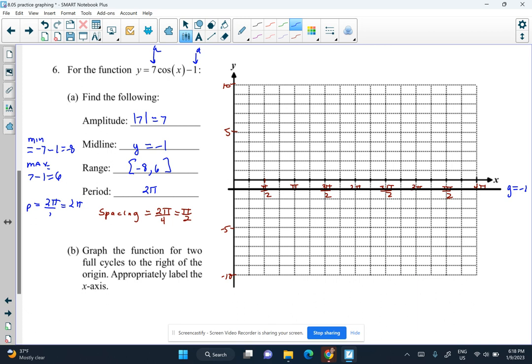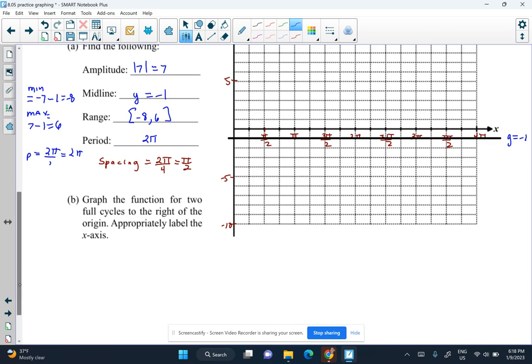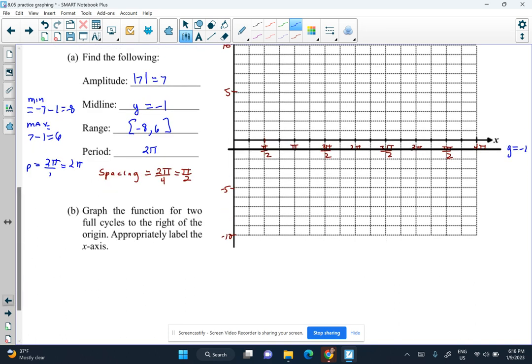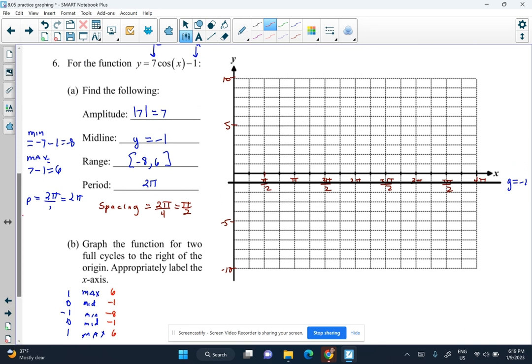Okay, so what is the pattern for cosine? We don't have to worry about flipping over. So normally, it would be 1, 0, -1, 0, 1. That was the basic one. So we established that the pattern is max, mid, min, mid, max. So in this case, because it's not flipped over, so we don't have to worry about that, 6, -1, -8, -1, and 6. So let's graph 2 cycles of that.